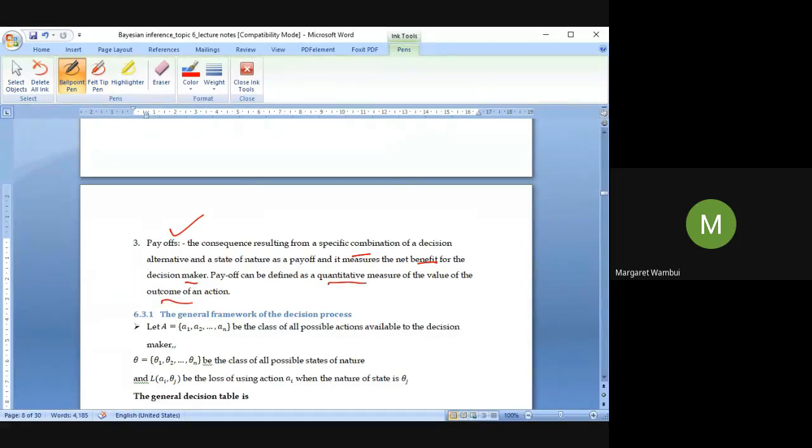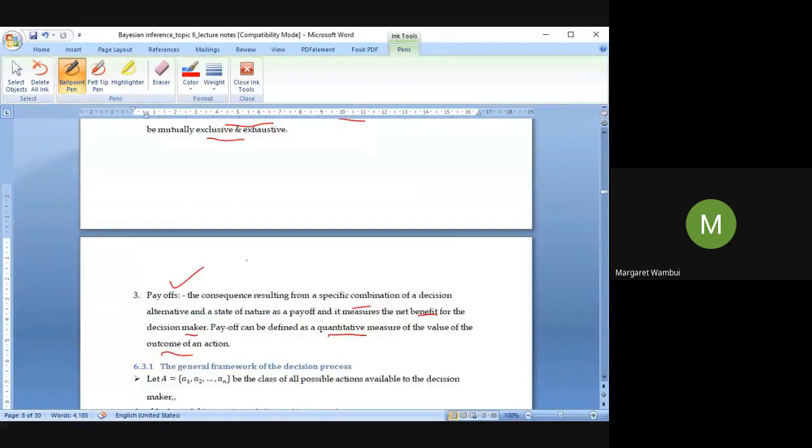So with the 3 of them now, we can combine them to come up with what we call the general framework of the decision process. Because we are combining them, it's like you are taking an action here. Maybe, for example, you have the state of nature here. The state of nature could be in terms of a probability, a proportion. Then you have the action here, maybe call it action 1, action 2, and so on. Then you have the probability theta 1, theta 2, and so on.